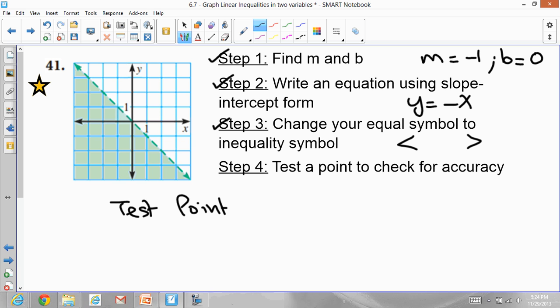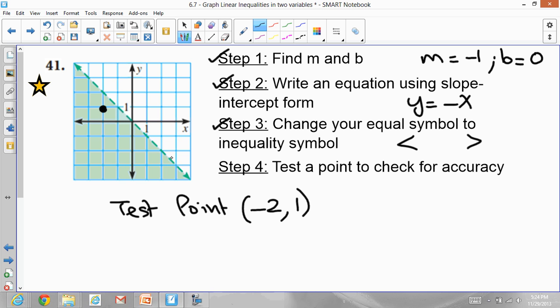So a test point that falls within the shaded space. I'm going to choose in this case negative 2, comma 1. So negative 1, negative 2, negative 2, comma 1. I'm going to choose this point. Do not choose a point that falls on the graph. So the test point in this case is negative 2, comma 1.